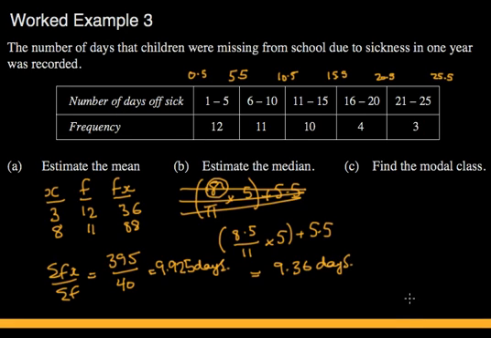And it's the median. And finally, the modal class is to say what is the most frequent, which is the first one, 1 to 5 days. Okay, have a go at the exercises.